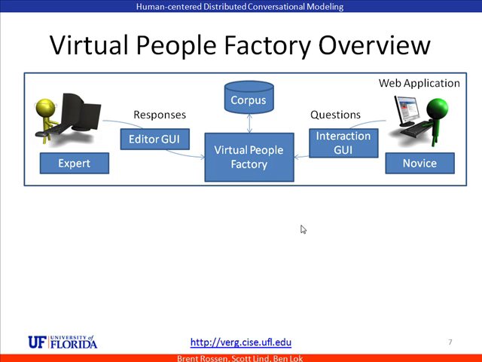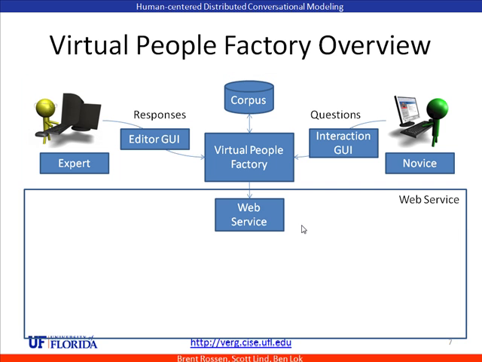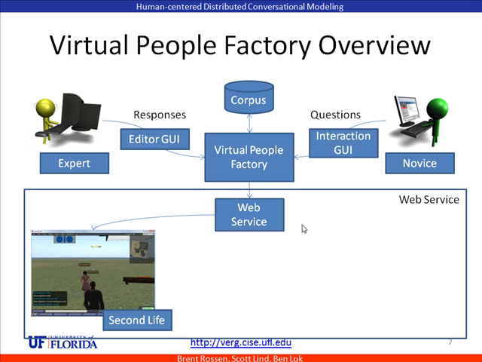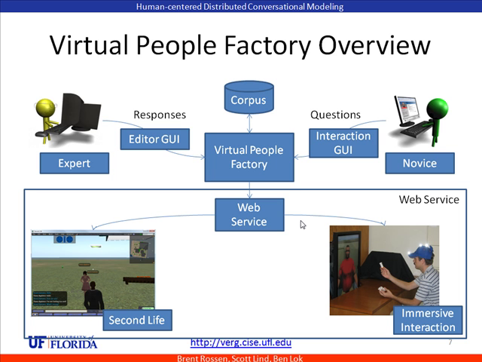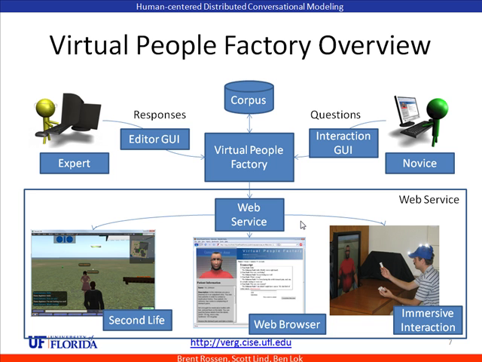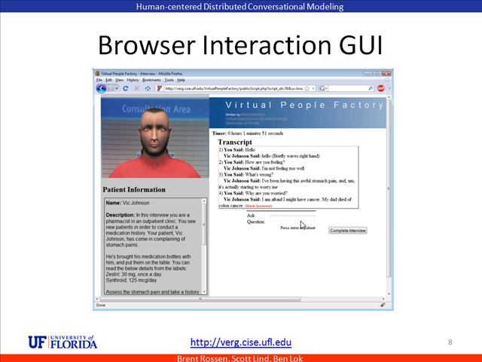Now, this corpus isn't very useful if we can't use it outside of Virtual People Factory. So Virtual People Factory also has a web service which allows many different types of interactions through XML HTTP message passing. So we can interact with these characters in Second Life and interact with the same character in immersive interactions and in web browser interactions. Here's just a brief look at what the interaction looks like. It's an instant message interaction, which is familiar to most users, so it doesn't require any training.